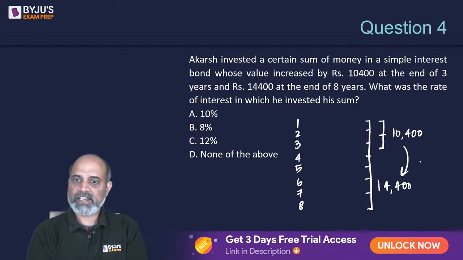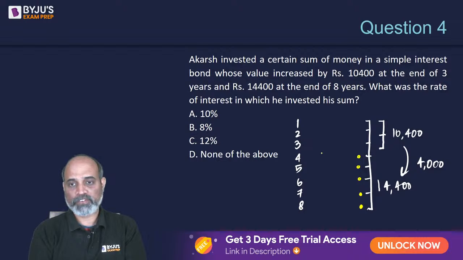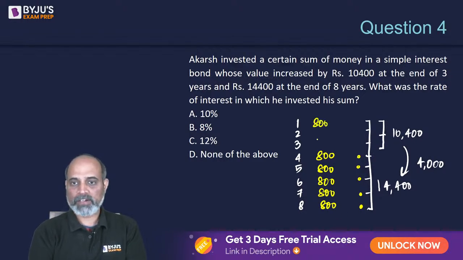So we can see that this is 4,000 more. And this 4,000 more is because of these 5 years, right? That means every year it is going to be 4,000 by 5, which is 800. So the interest earned every year is 800. So in the first 3 years also it will be 800.